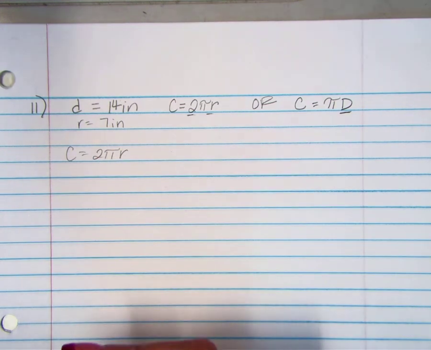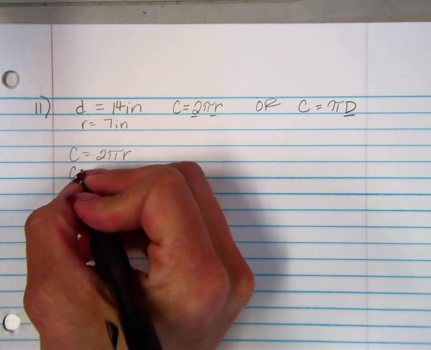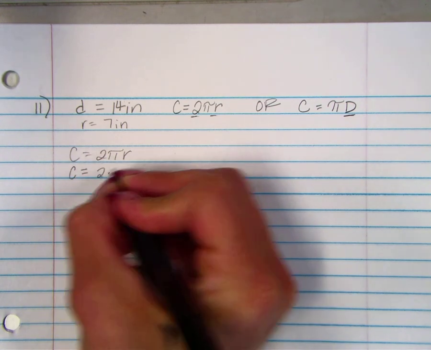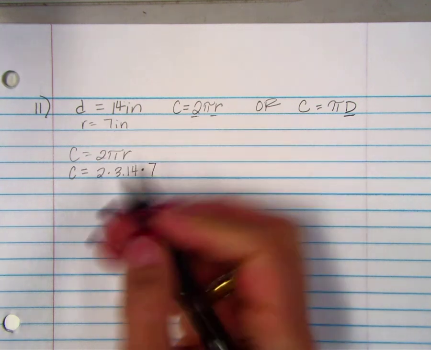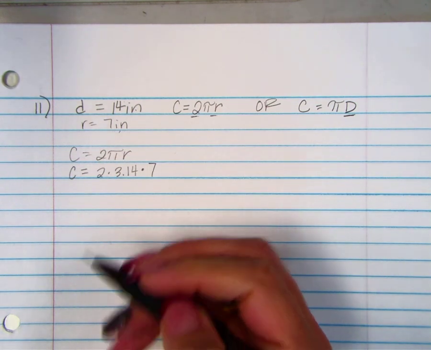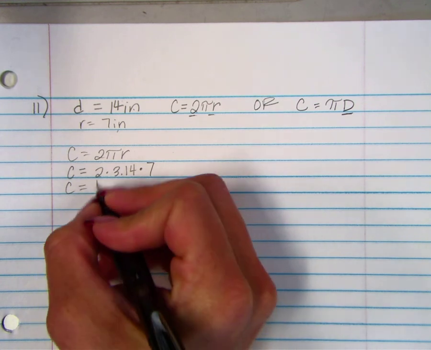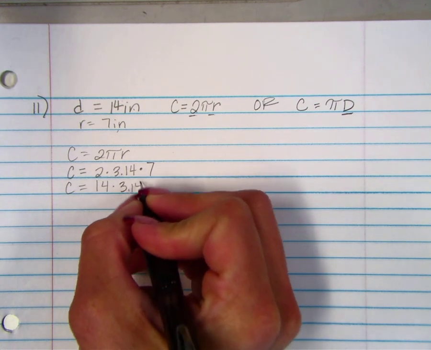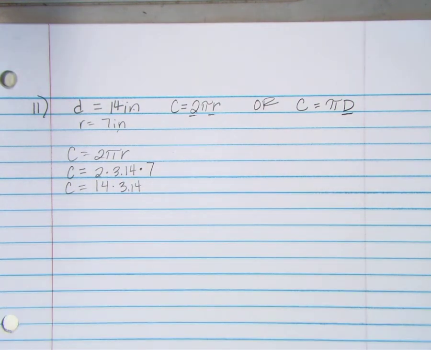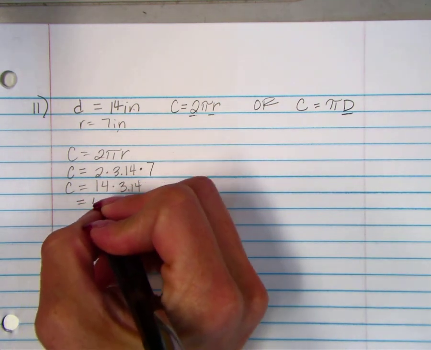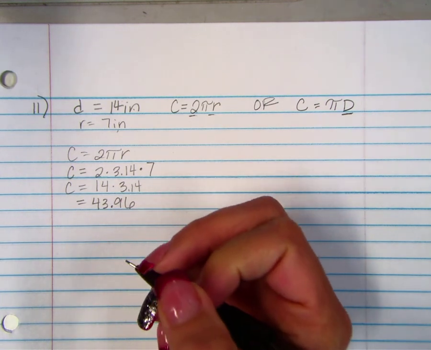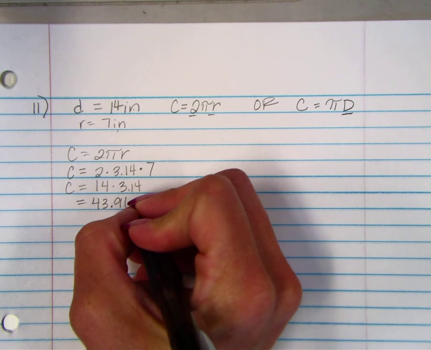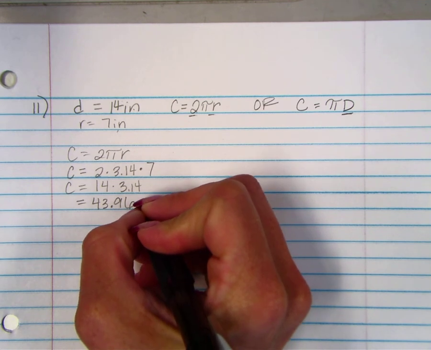And so I say C is equal to 2 times 3.14 times my r, which is 7. And I found r by dividing diameter in half. So I get C equals 14 times 3.14, and 14 times 3.14 is equal to 43.96. Now the unit of measurement they used was inches, so this must be inches. And then they rounded in the book.